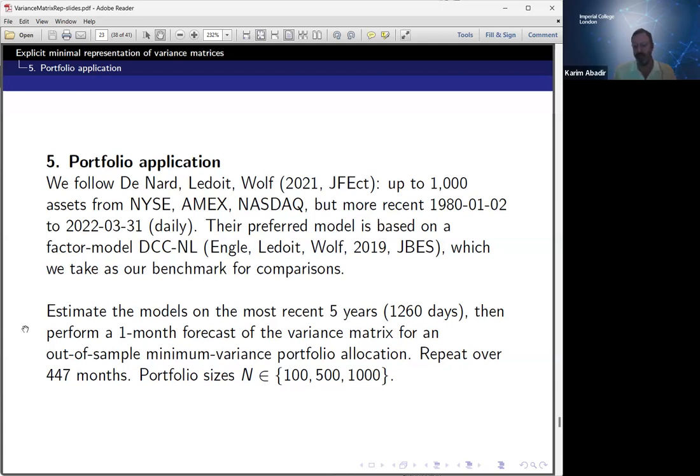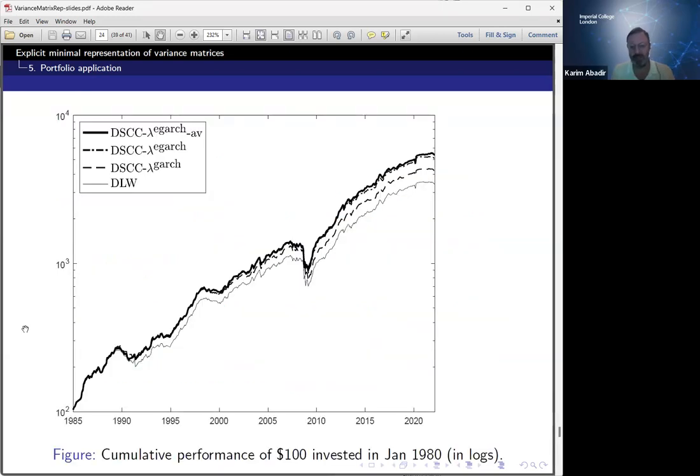We estimate the models on the most recent 5 years, so that's 1,260 days, and we perform a 1-month forecast. So we perform a forecast of the 21 days in the next month, and we calculate the performance of that forecast. Then we re-estimate everything again 1 month later and redo the same exercise and so on and so forth. And what is the performance that we get in total?